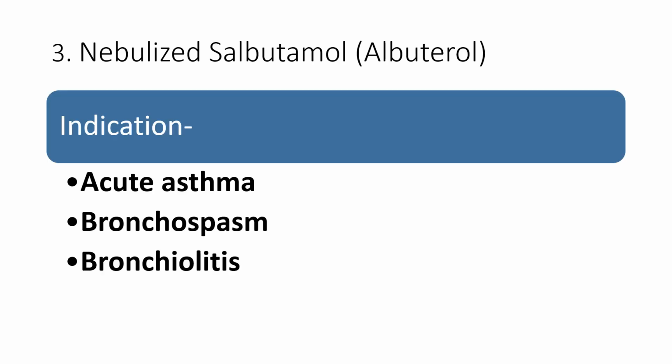Now the third drug is salbutamol. It is effective in acute asthma to relieve bronchospasm in children who have a severe exacerbation of asthma with breathlessness, wheezing, and airway obstruction during the acute asthma attack. It relieves bronchospasm in other conditions also, other than asthma, for example exercise induced bronchospasm or in COPD.